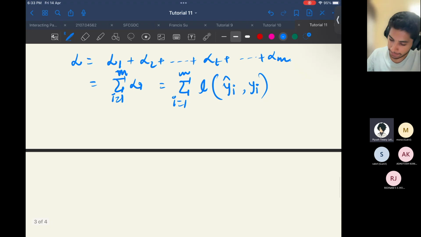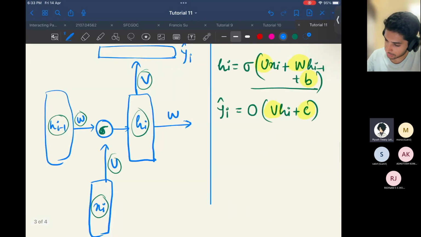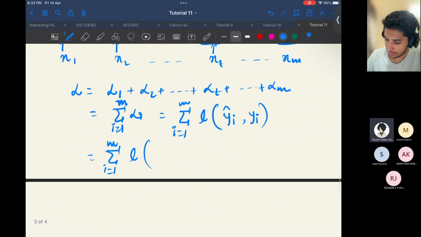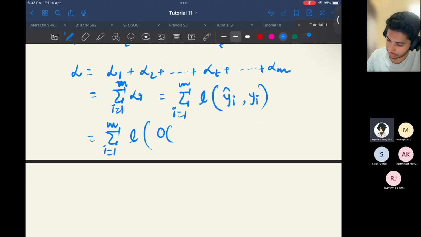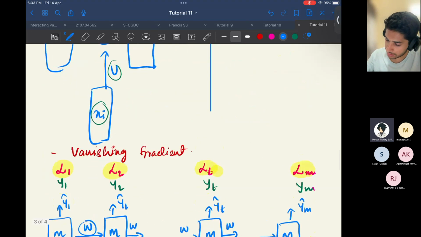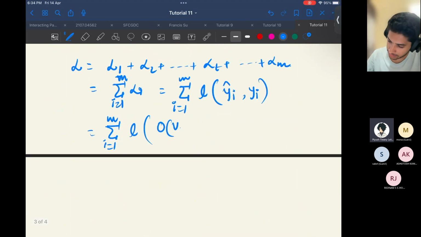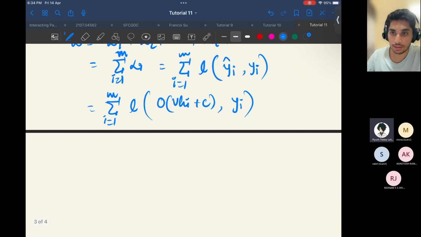Now, what is my yi hat? Let me make this summation explicit, because we don't want to forget that there is a summation of l. So let us see what yi hat looked like. Yi hat looked something like this: O of V hi plus C, comma yi. This is how it was looking.